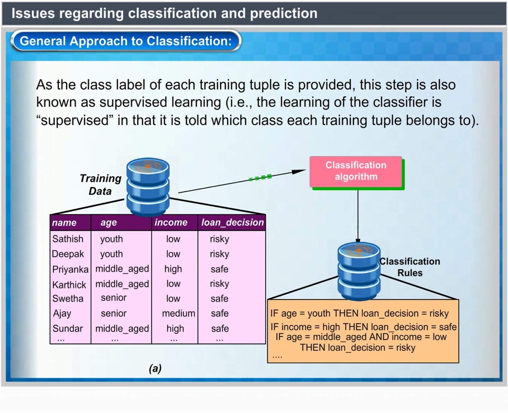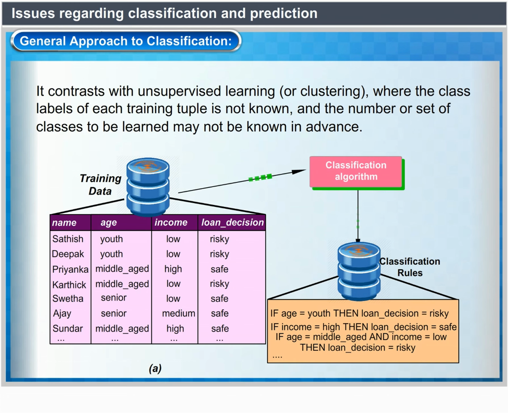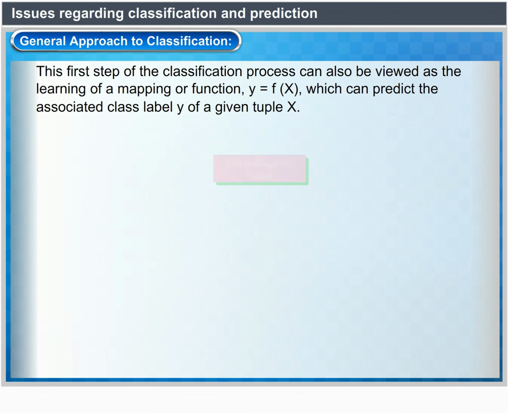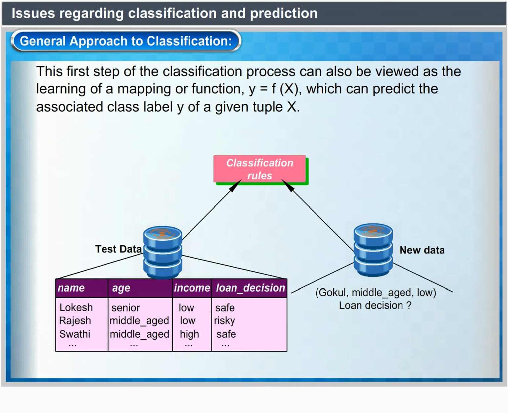That is, the learning of the classifier is supervised in that it is told to which class each training tuple belongs. It contrasts with unsupervised learning or clustering, in which the class label of each training tuple is not known and the number or set of classes to be learned may not be known in advance. This first step of the classification process can also be viewed as the learning of a mapping function, y = f(x), that can predict the associated class label y of a given tuple x.